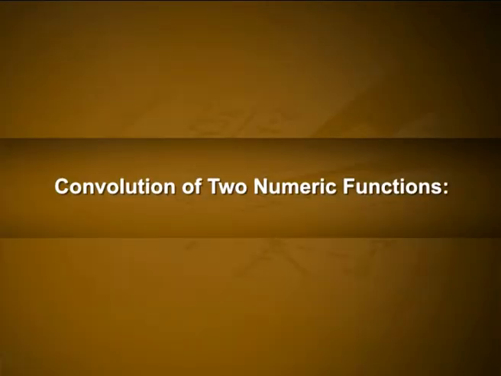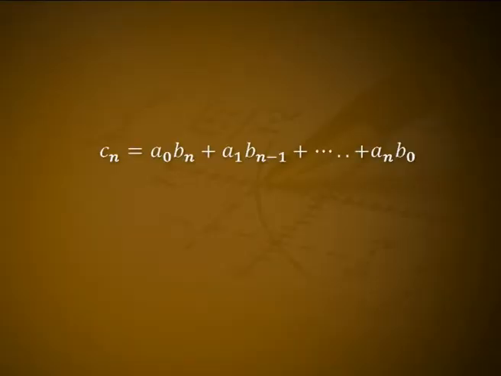Convolution of two numeric functions. Let a and b be two numeric functions. The convolution of a and b, denoted by a * b, is a numeric function c such that c_n is equal to a_0 b_n + a_1 b_(n-1) + etc. + a_n b_0, which is equal to the summation i equal to 0 to n of a_i b_(n-i).